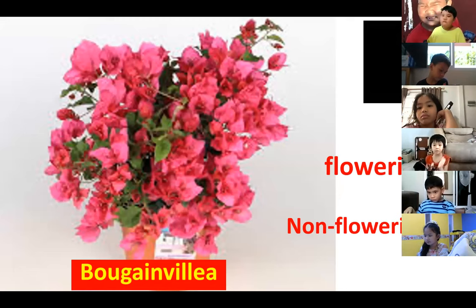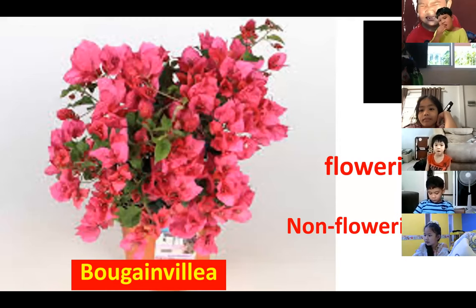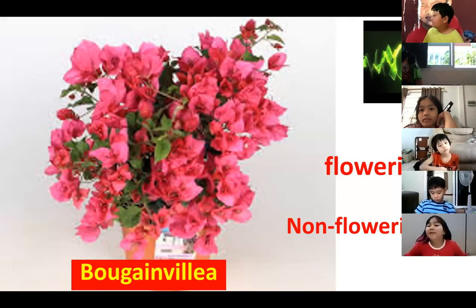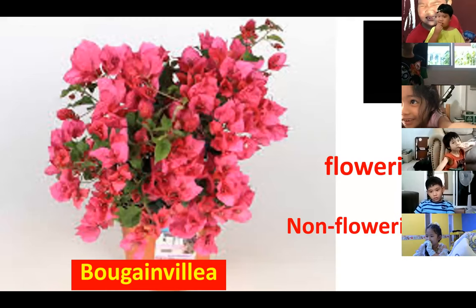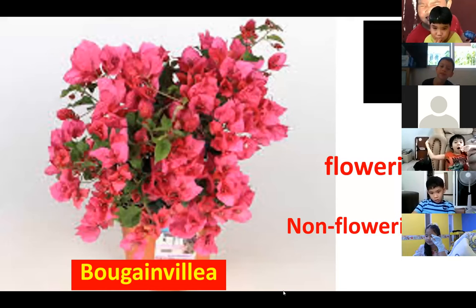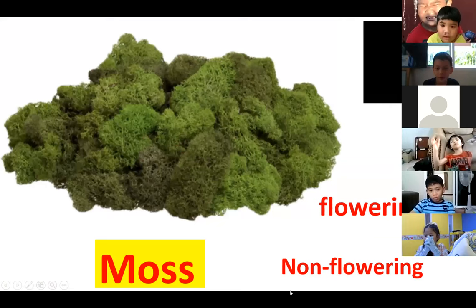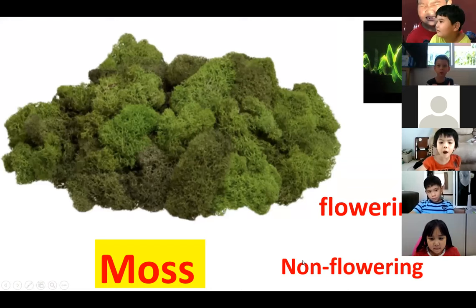Panachakon. Yes. What's your answer, please? 5, 4, 3, 2, 1. Flowering. Great job. Next, moss. We have Namning. Yes, Namning. 5, 4, 3, 2. Non-flowering. Thank you. Non-flowering, very easy.